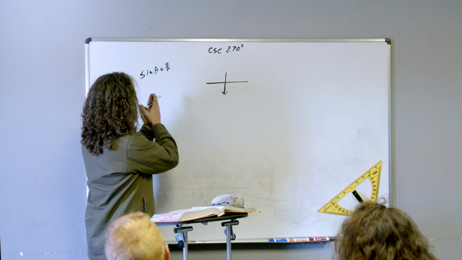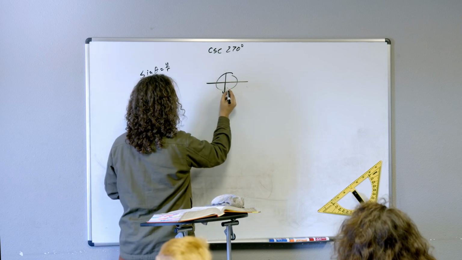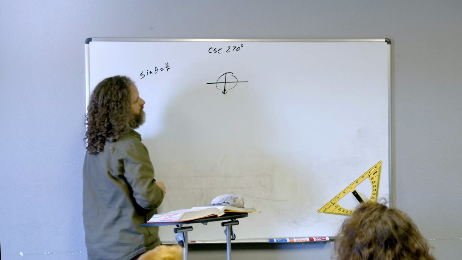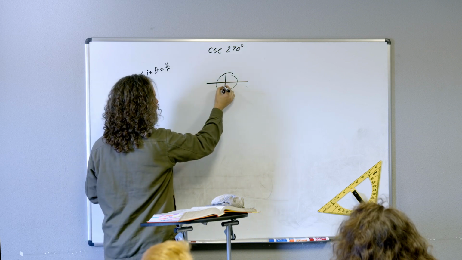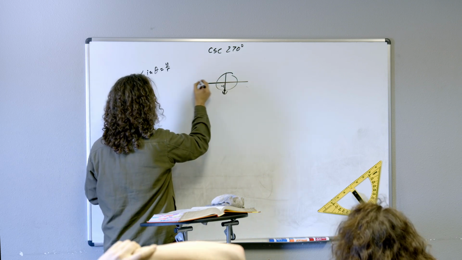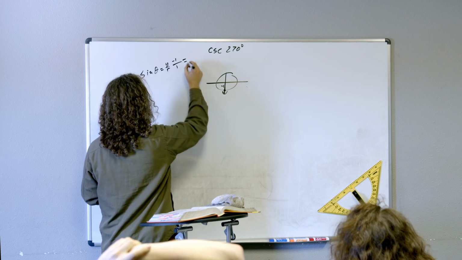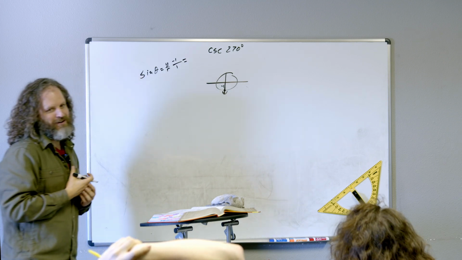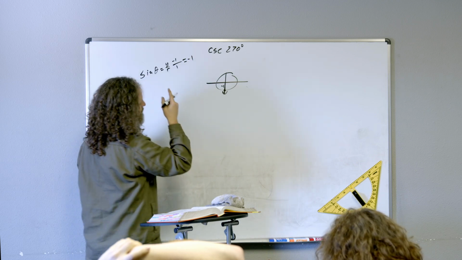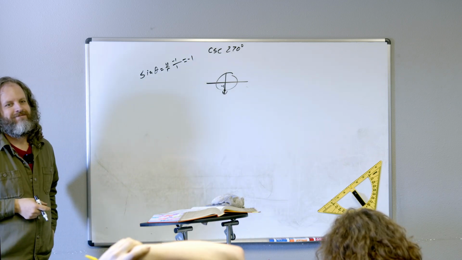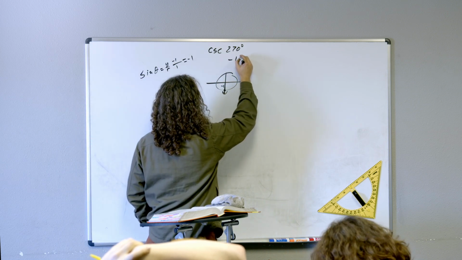So what is the sine of 270 degrees? Down, 1 over 1. So what's the sine of 270 degrees? Negative 1. And then what's 1 over negative 1? Negative 1. Cosecant of 270 degrees is negative 1.